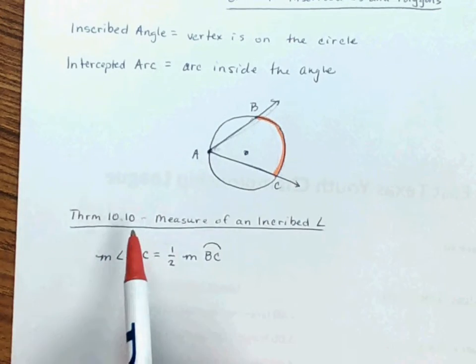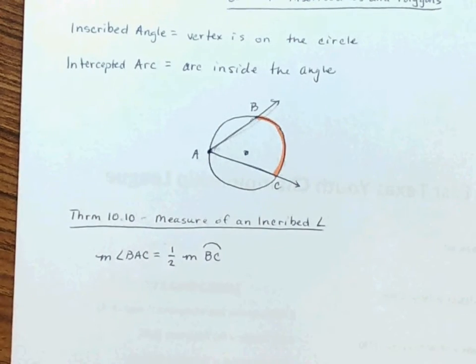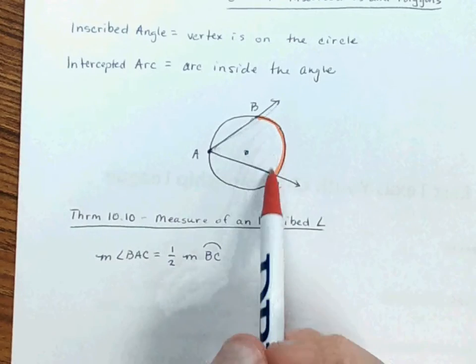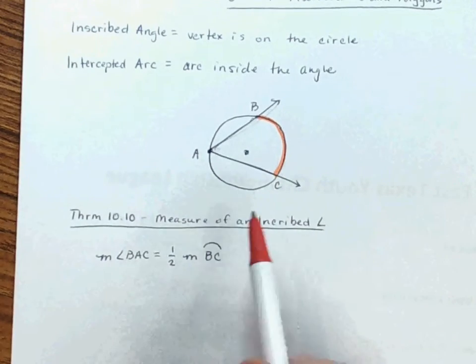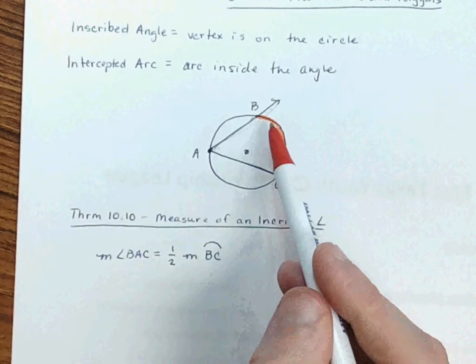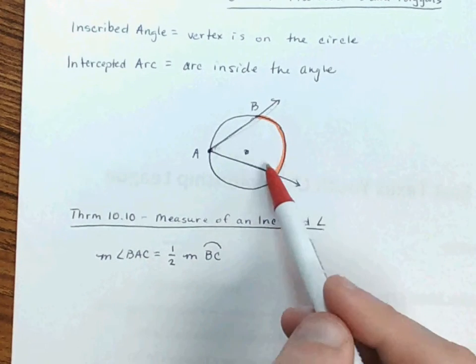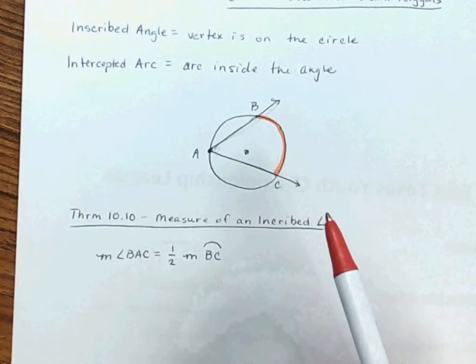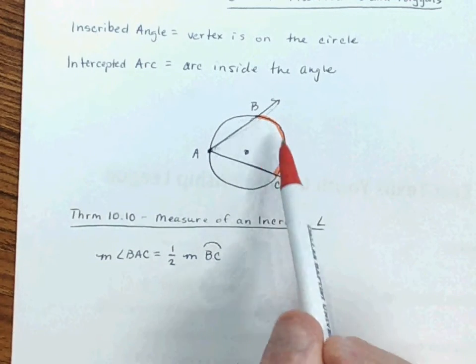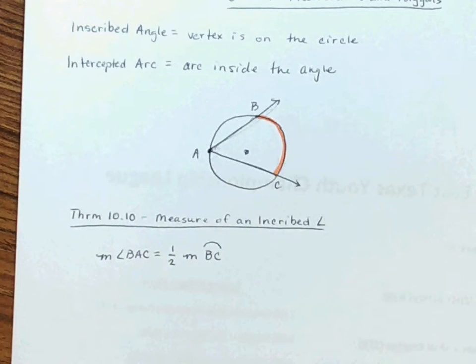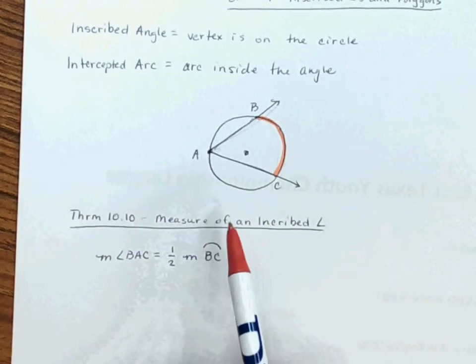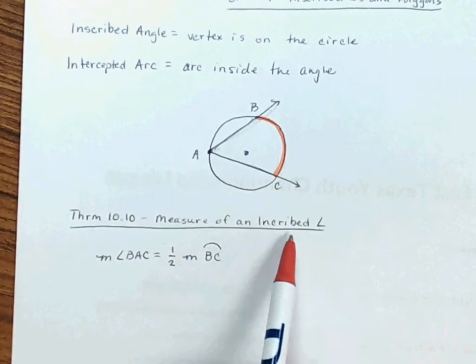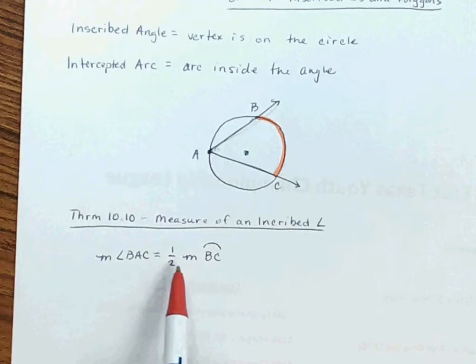So, the measure of an inscribed angle is always half the measure of its intercepted arc, which is different than a central angle, because remember when we talked about central angles, their measures were the same as their arc. So, different. The measure of an inscribed angle is half its intercepted arc. So, let's look at an example.